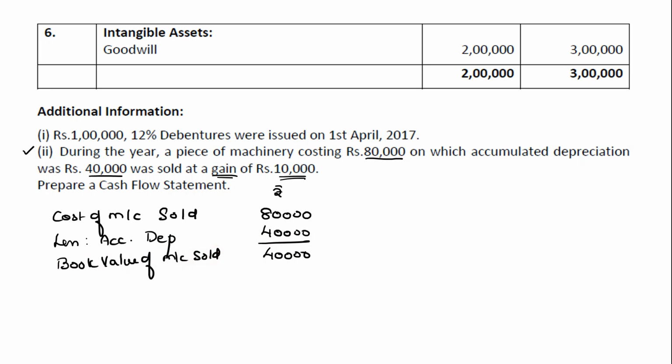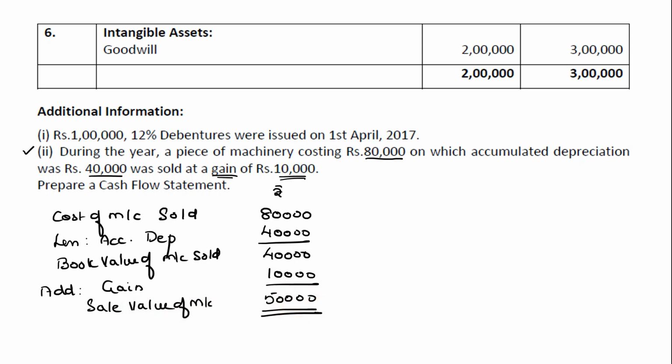Now this is the value to which we have to add gain, or if it was sold at a loss, subtract the loss. So here we add that gain. It was sold at a gain of 10,000. So what was the sale value of that machinery? It is 50,000. The book value was 40,000 and you were able to sell it for 50,000. So you had a gain of 10,000.